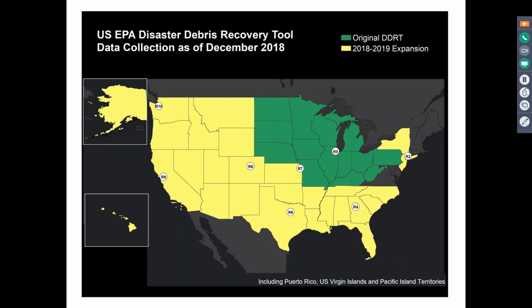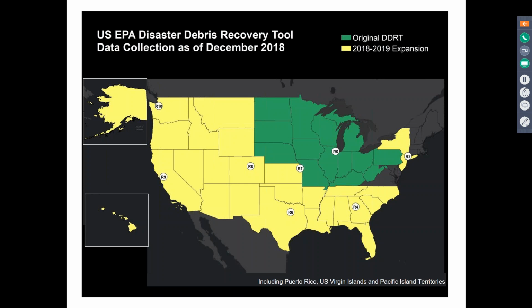I want to show our current expansion map. We are expanding the map. We're not going national yet, but we are in talks with our headquarters office as well as the regional EPA Regional Sustainable Materials Management staff, and as well as the emergency management staff to see how we can get more feedback on this tool, improve it, and expand it nationally.